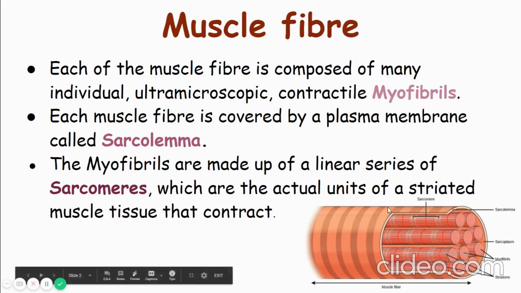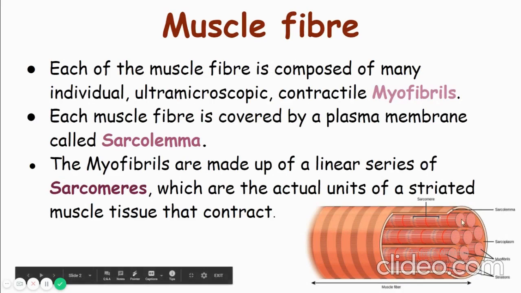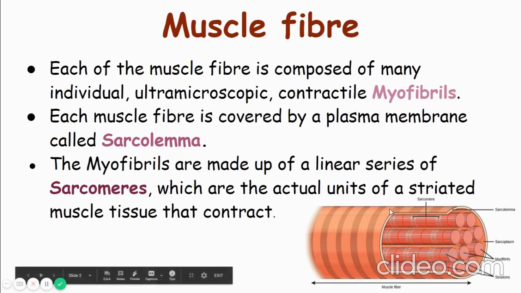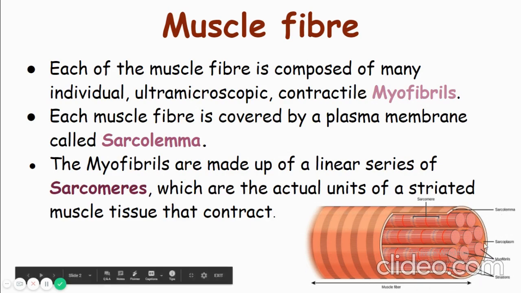So each muscle fiber is composed of many individual ultramicroscopic contractile myofibrils. 1, 2, 3, 4, 5, 6, 7, 8. These are the many myofibrils. Each muscle fiber is covered by a membrane called sarcolemma. Sarcolemma means membrane. This muscle fiber has a membrane called sarcolemma, and it has many myofibrils.